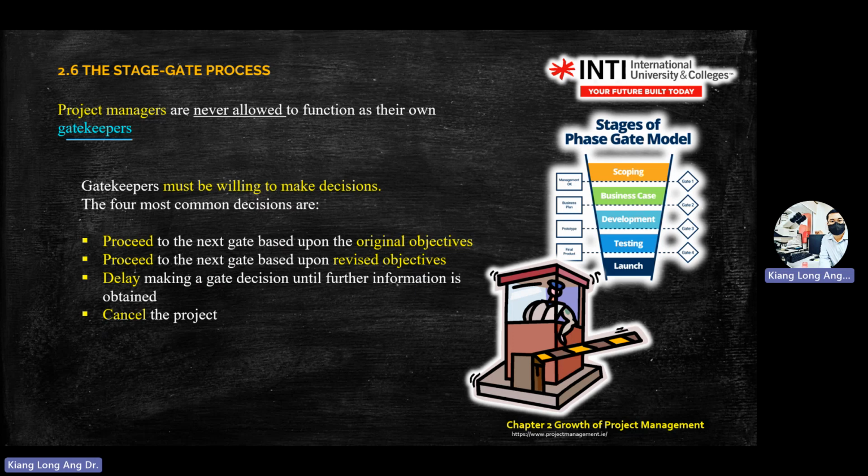Either you proceed, or proceed with revision, meaning you change a little bit, or you delay the decision until you get more information, or you just cancel the project. So there are 4 main directions: approve, approve with revision, delay to get more information, or cancel the project.